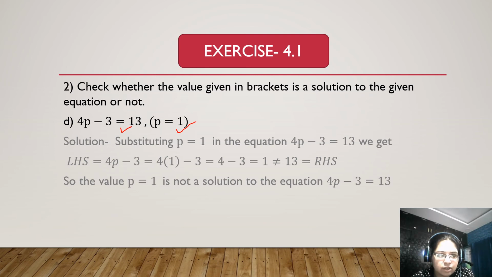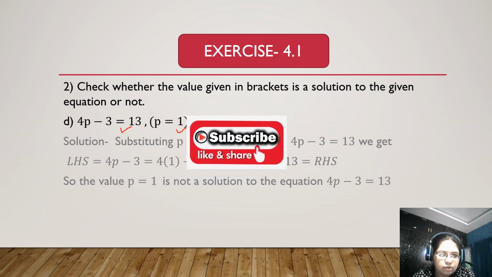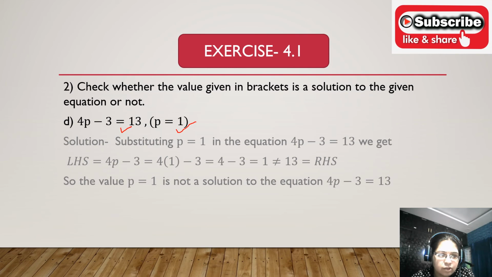We have to check the value of 4p minus 3, and if it is equal to 13 on the right hand side, then the value of p equal to 1 is a solution for this equation 4p minus 3 equal to 13. And if it is not equal to 13, that is, the left hand side is not equal to the right hand side, then the value of p is not a solution for this equation.